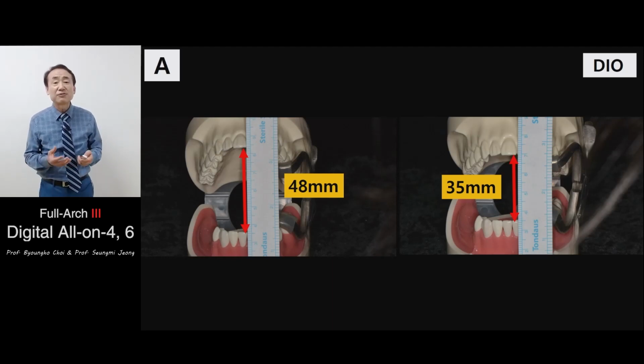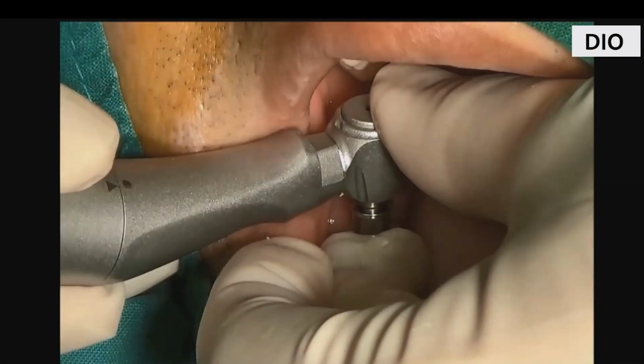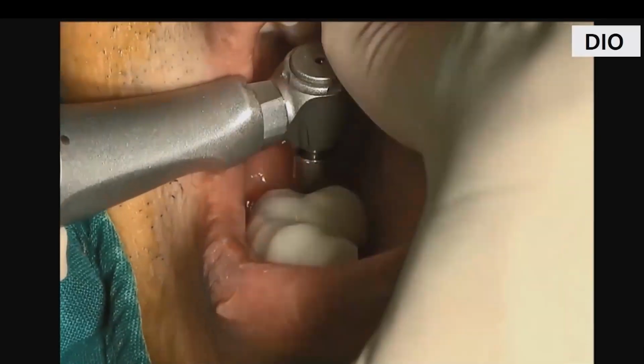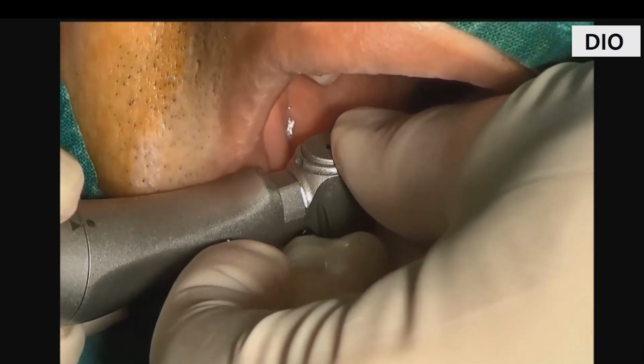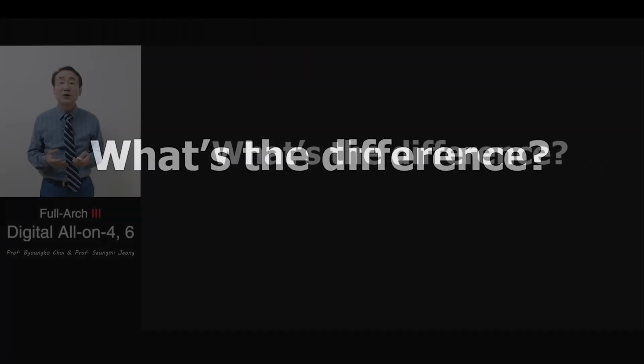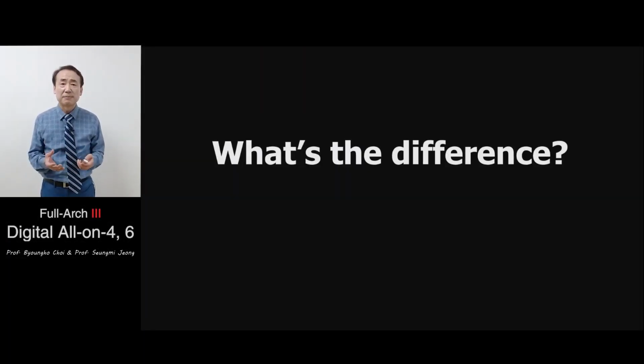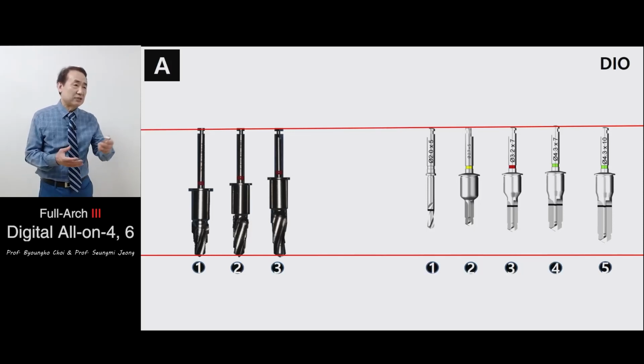48 and 35 millimeters. If you use the DO guide system, you can place an implant in the molar area without difficulty. What's the difference between them? Look at the drill length.